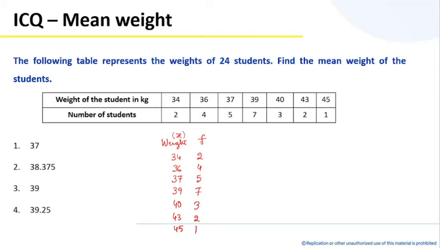Yes, now we are really interested in the mean weight, so obviously we will be able to calculate f into x. Can we calculate this? Yes, I can do 34 into 2, 68, 36 into 4, 144, 37 into 5, 185, so 150 plus 35, 185. 39 into 7, 280 minus 7, which is going to be 273. Yes, you need to be really comfortable with fundamentals. So 43 into 2, 86, and this is going to be obviously 45.